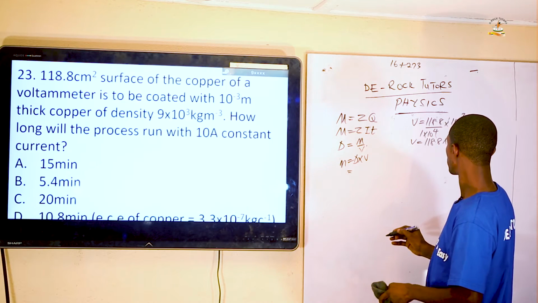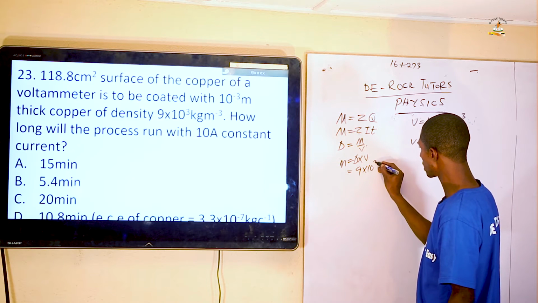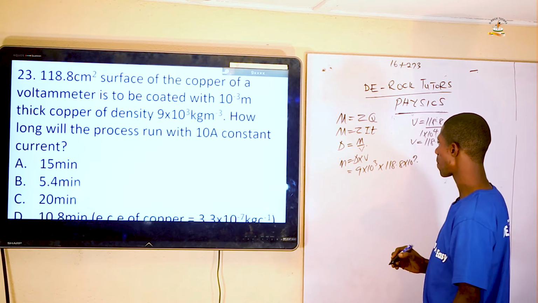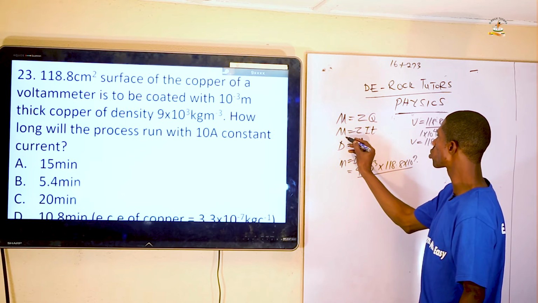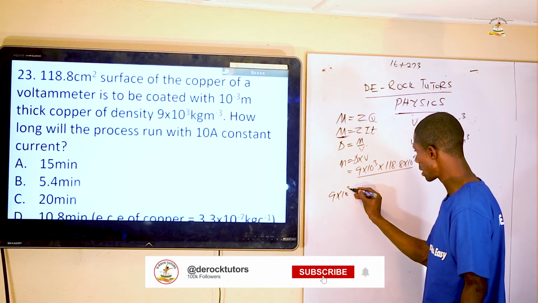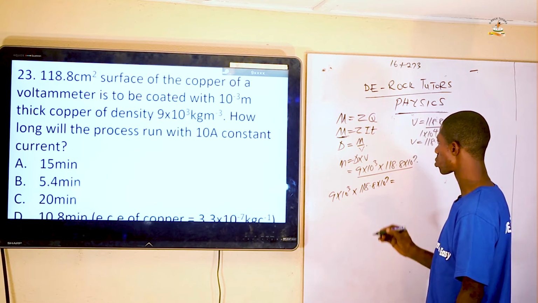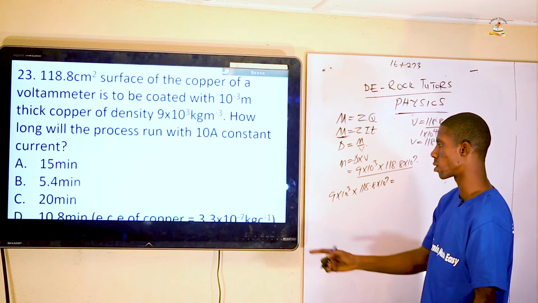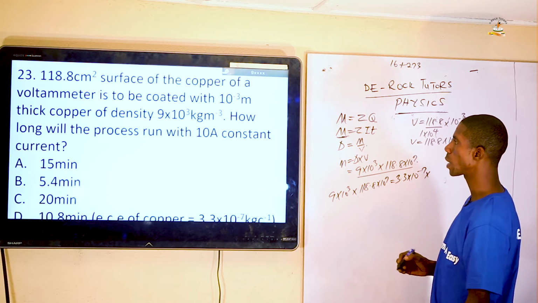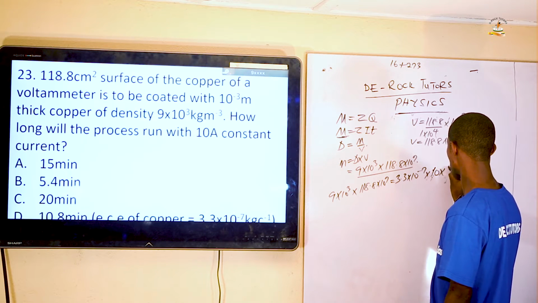So the volume we already have. So density now, 9 multiplied by 10 raised to the power 3, multiplied by 118.8 times 10 raised to the power 7. That gives us the mass. So coming to substitute in our initial formula: 9 multiplied by 10 raised to the power 3 multiplied by 118.8 times 10 raised to the power 7 equals the electrochemical equivalent, which we are already given as 3.3 multiplied by 10 raised to the power minus 7, then multiplied by the current given, which is 10. Then we are looking for time.